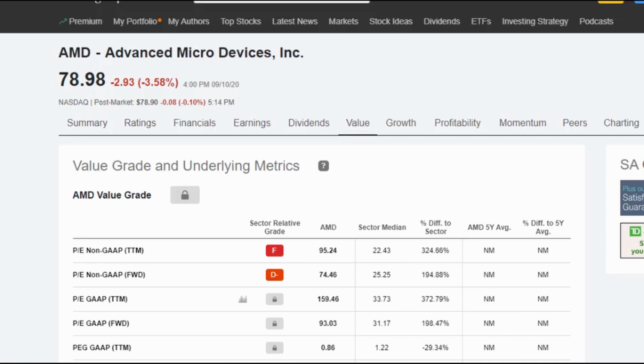Okay, next let's look at Intel's competitor, AMD. Their PE ratio is close to 160.